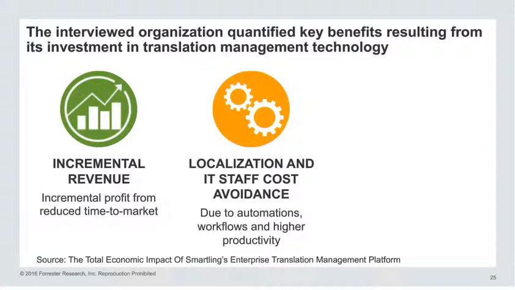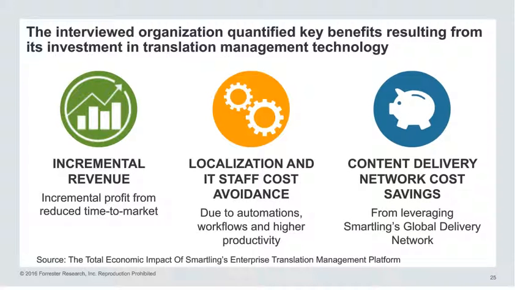The second benefit that was quantified in this case study is about localization and IT staff cost avoidance. Based on their experience from localization initiatives at previous companies, the interviewees estimated that to come to a similar result with a homegrown translation management system, they would have required 10 full-time resources. In comparison, now with the vendor solution, they only employ 3 full-time resources to manage the system and the localizations into 15 languages. The avoided costs have an estimated 5-year risk-adjusted present value of $2.8 million for the interviewed organization.